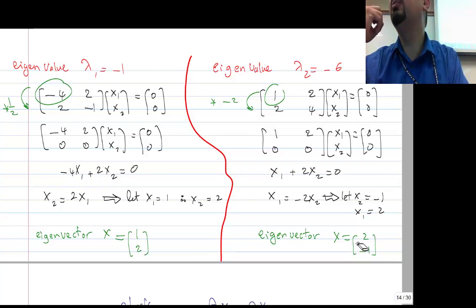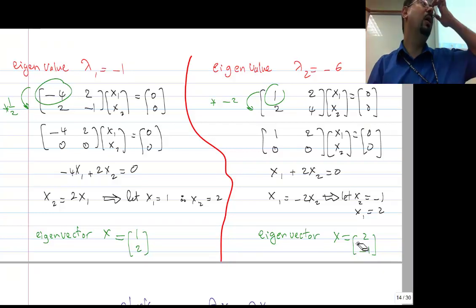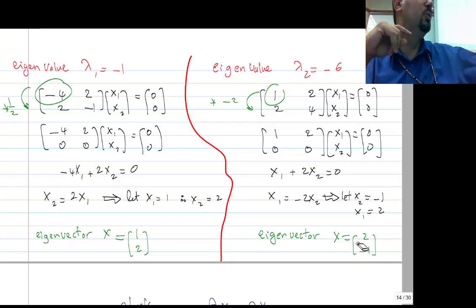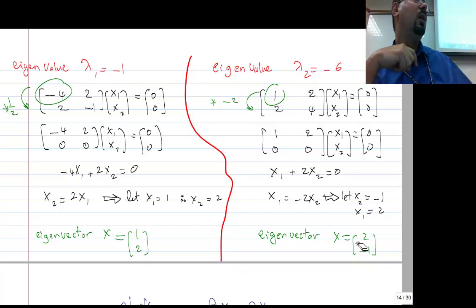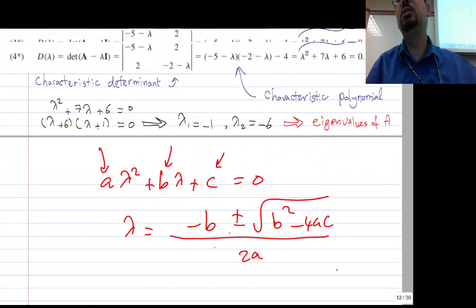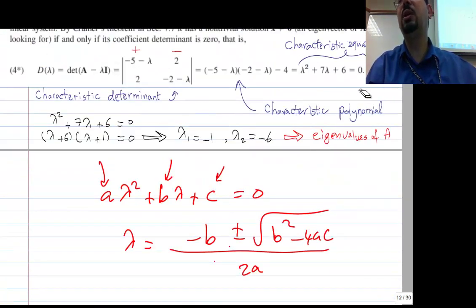Okay? Anything difficult about this? So the final answer would be the eigenvalue and the corresponding eigenvector to it. The difficulty would be solving the second or third order equation that will come here. If it's third order, then it's hard to solve.